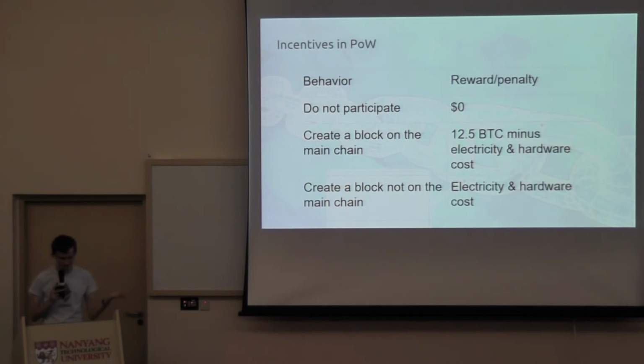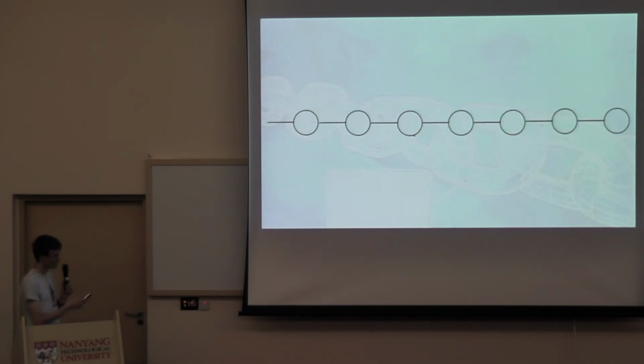Your reward is going to be, basically, the system automatically assigns you a reward of 12.5 Bitcoins. Now to create the block, you have to pay some cost, some electricity and some hardware cost. But if you have good hardware, then the expense is going to be less than 12.5 Bitcoins, and so you make a net profit. Now, what if you create a block that is not on the main chain?